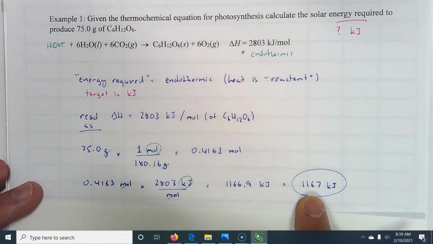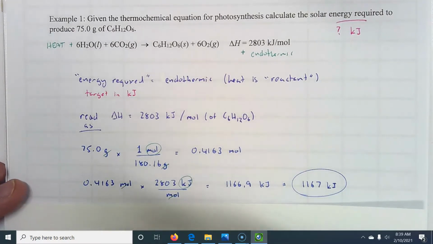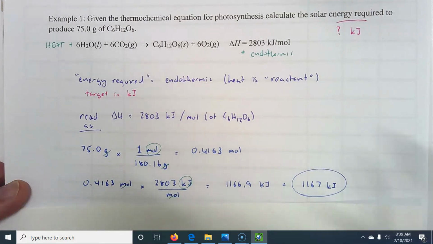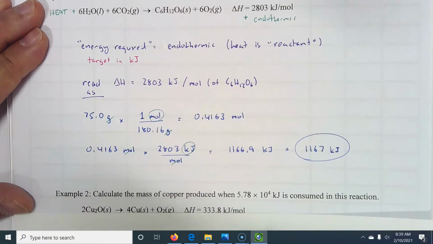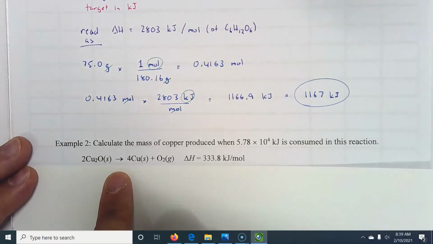1,167 kilojoules. That's your answer. Again, I really rely on unit canceling or dimensional analysis to get the units that I want. Next one might be a little more tricky because, see, I don't have any.